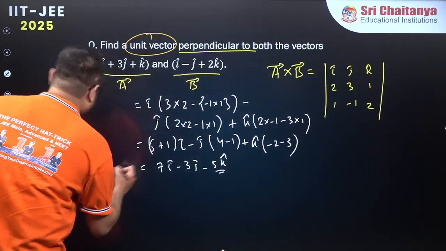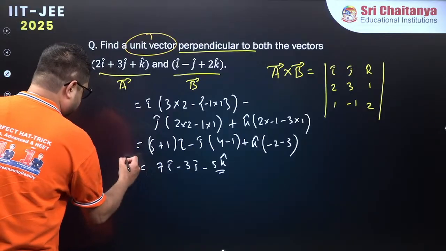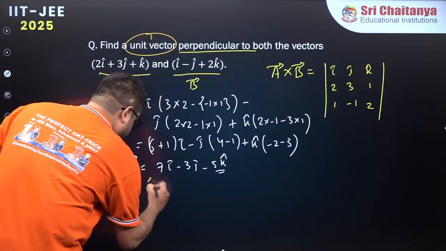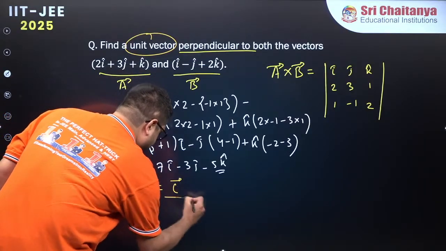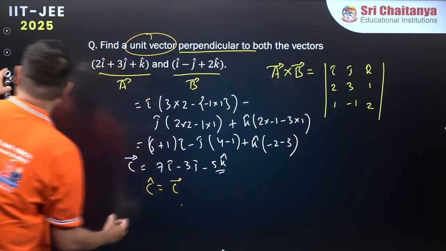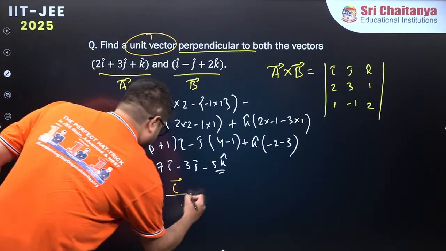Let's say this is a C vector, the one which I'm getting over here. Now we need to find out the unit vector associated with C vector. So you know that it is C by mod of C, isn't it? C by mod of C. That's how you can write it down, if you can recall.